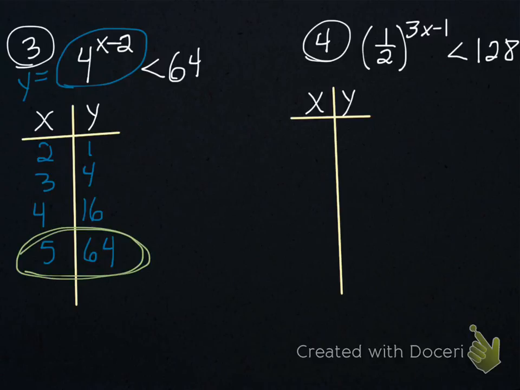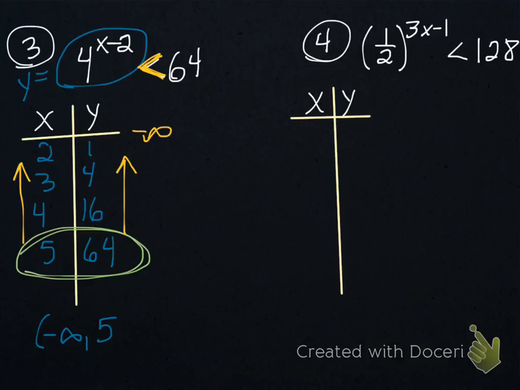Now what do we want to know? Look at the inequality symbol. Notice the inequality symbol is less than. I want all the y's that are less than 64. That means I'm going backwards. Less than 64. So I want from 5 going to where? Negative infinity. Well, that means what? I start at negative infinity and go to 5.